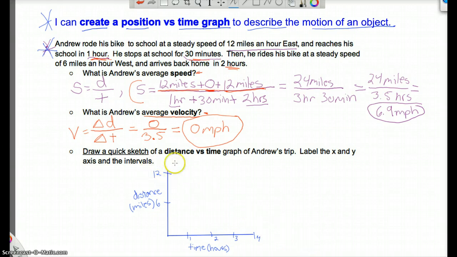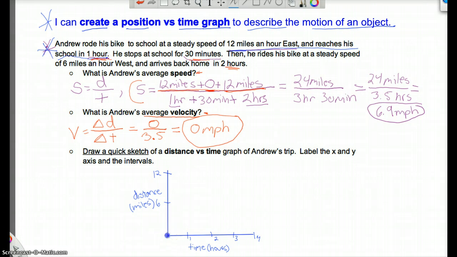It says here to draw a quick sketch of the distance versus time graph of Andrew's trip. So I've gotten it started for us. All right, so let's look at this. It says Andrew rode his bike to school at a steady rate of 12 miles an hour east and reaches his school in 1 hour. So we know he goes 12 miles in 1 hour.